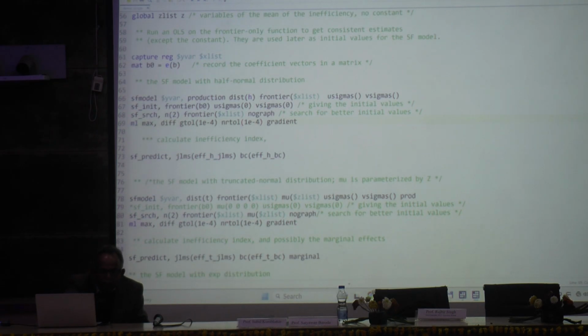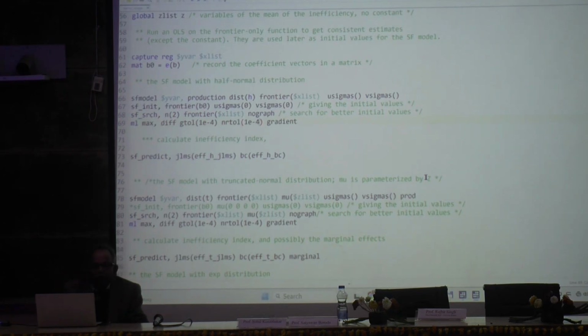See that we have the command line sfmodel with truncated normal distribution, and mu is parameterized by Z. Remember what Dr. Jagindar was talking about, that means he had emean, right? So the mean, but we are just saying that the mean is not a constant, it's a function of some other variable. So the model can be very complex. You can have the mean as a function of the Z variable, you can have the variance as a function of the Z variable.